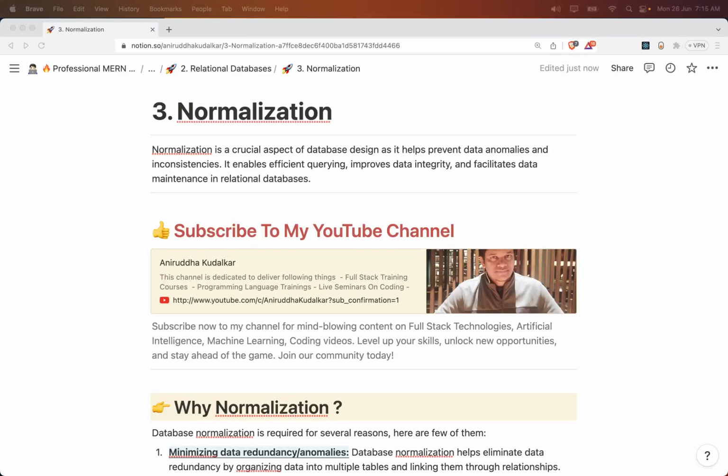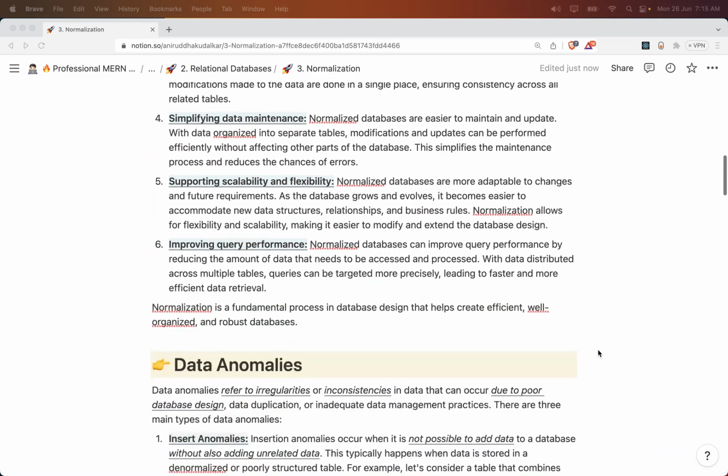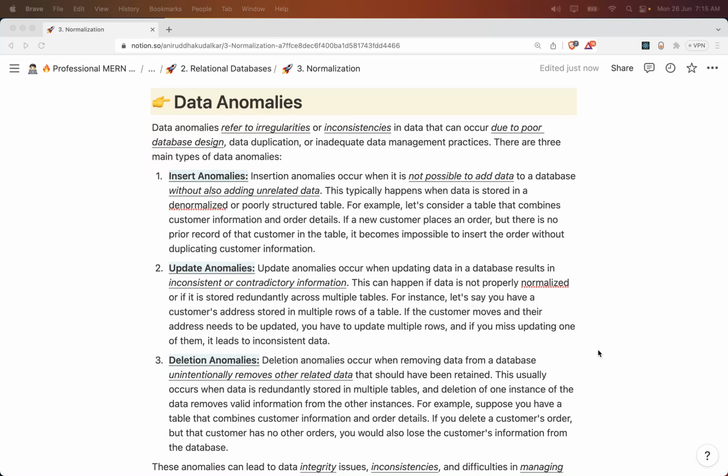Hi, welcome to the new chapter, normalization. So in this chapter we will see what normalization is in the first place, why you need normalization, then data anomalies, what exactly data anomalies are, we will see.